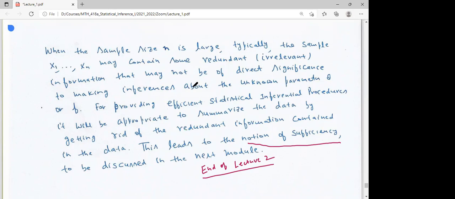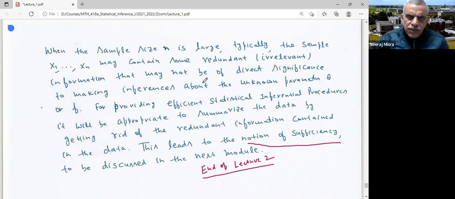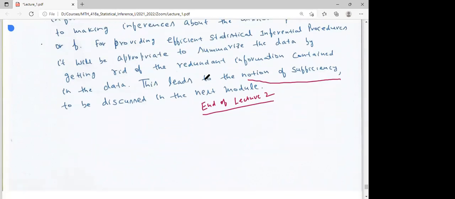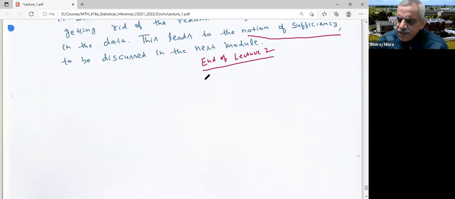Sir, can you please explain once more what Lebesgue PDF means? So Lebesgue PDF basically is a measure theoretic term. Whenever I use the term Lebesgue PDF, what it means is your random variable is continuous.